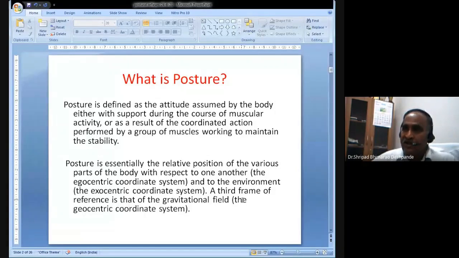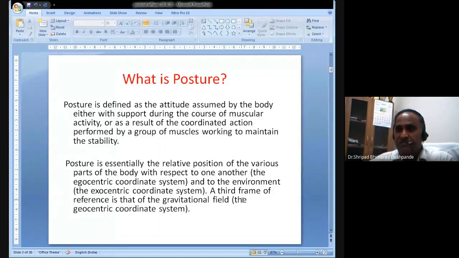It is a coordinated movement and it is support provided during the course of muscle activity, or even when there is no muscle activity, also to maintain proper stability. In a little more complex words, posture is essentially the relative position of various parts of the body with respect to one another.